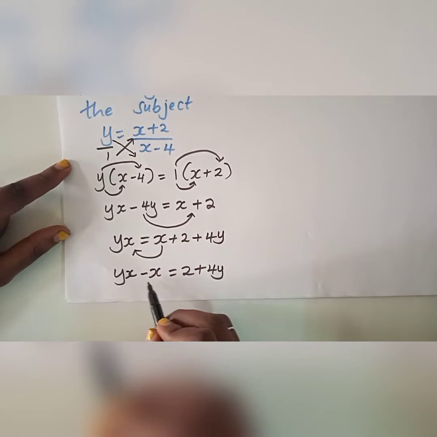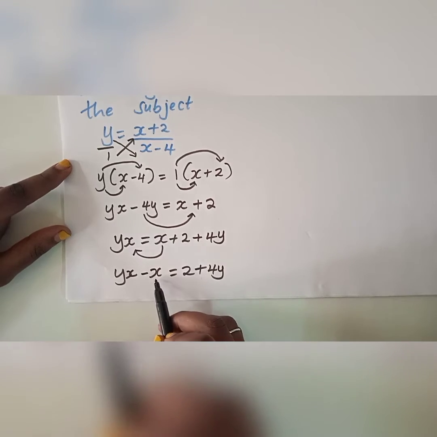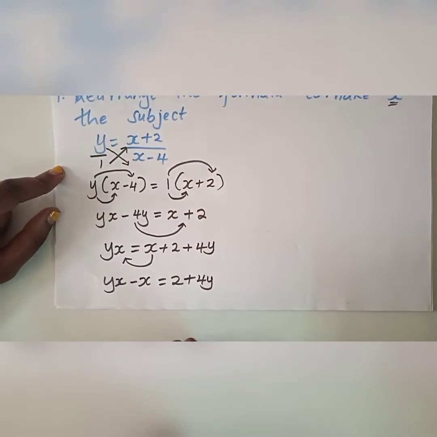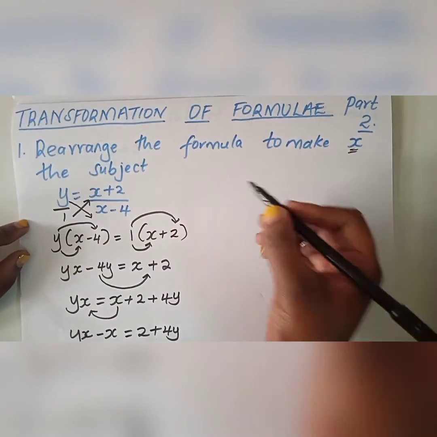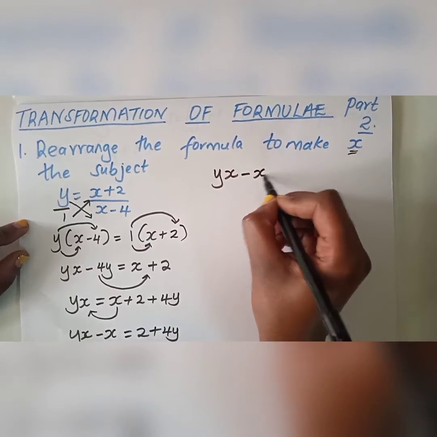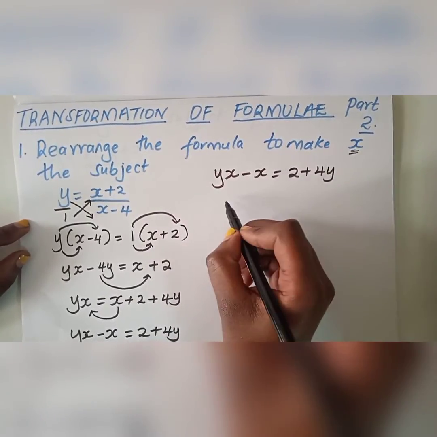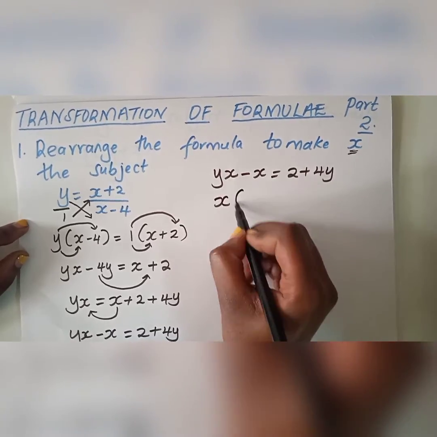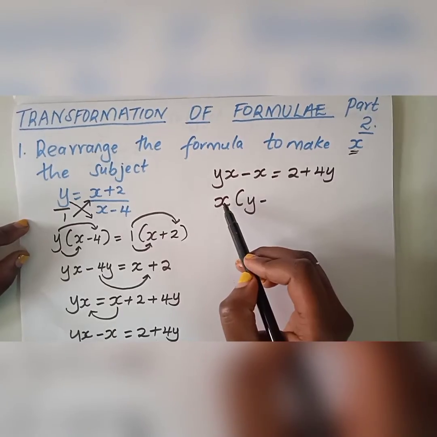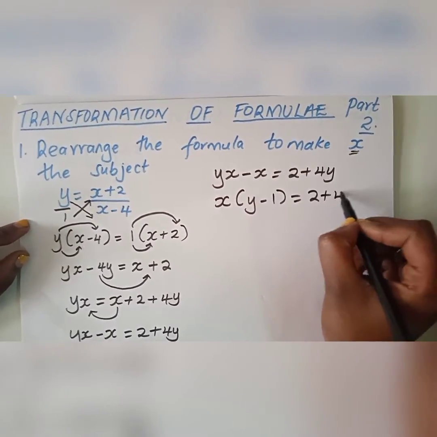So next step, as you can notice, we have x over here and also x on this side. So we have to factorize it because x is common in both. So we continue on top over here. So we have yx minus x equals to 2 plus 4y. So the common letter will be x. So x goes outside. We are remaining with y, and then x divided by x is 1, equals to 2 plus 4y.